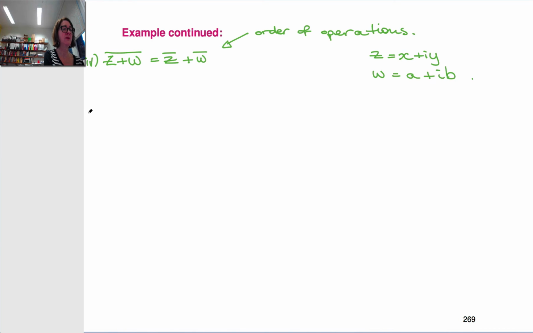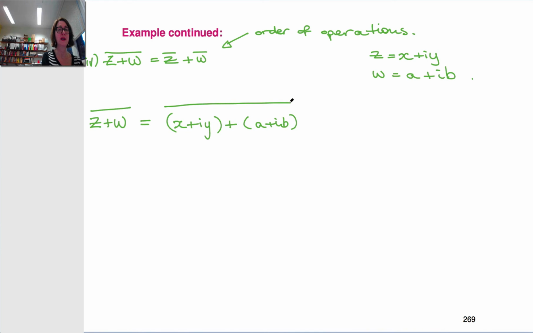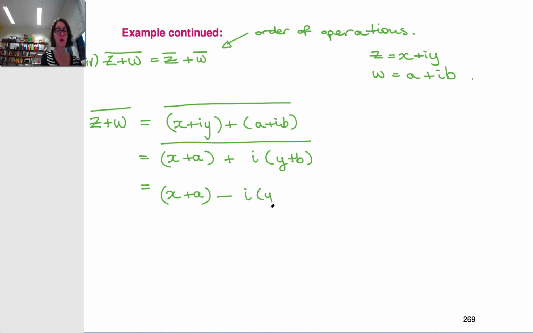So let's start off on the left, and we're looking at the conjugate of z plus w. So z plus w is x plus iy plus a plus ib, and so we do that sum first and then we take the conjugate. So this is x plus a, so I'm just collecting the real parts together, and I'm collecting the imaginary parts together, and I need to take the conjugate, so that just changes the sign on the imaginary part. So this is x plus a minus i(y plus b).